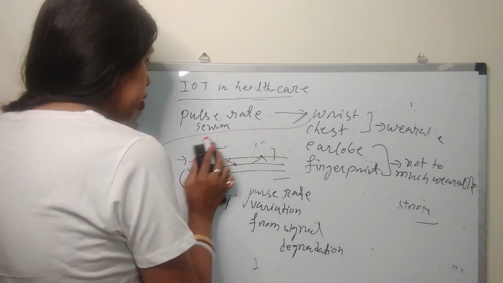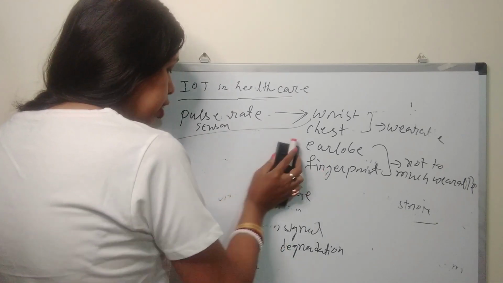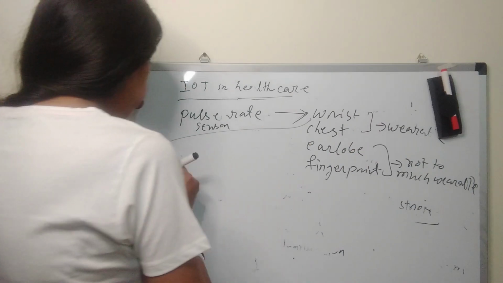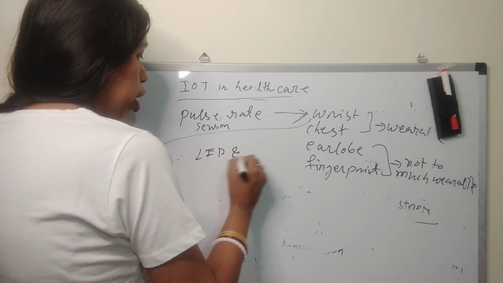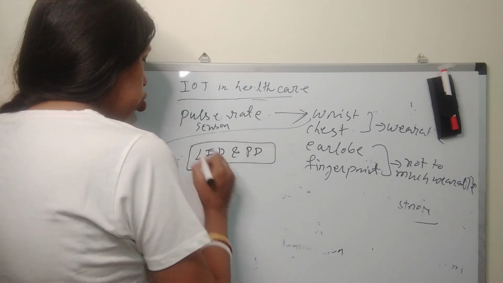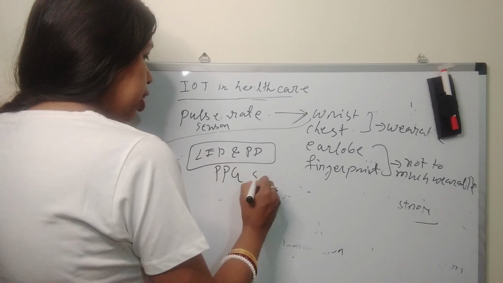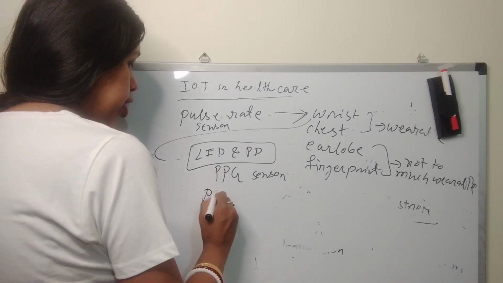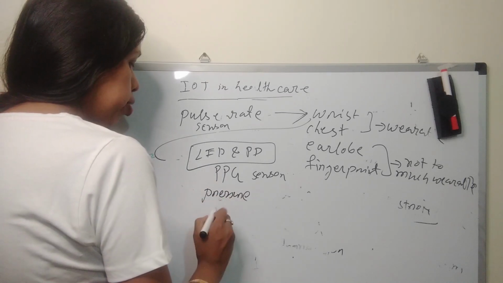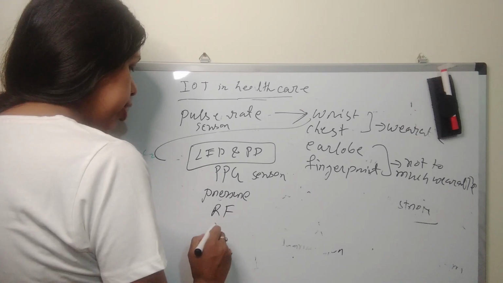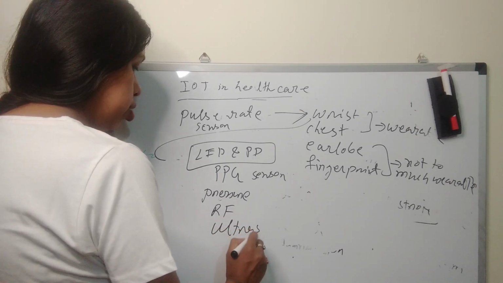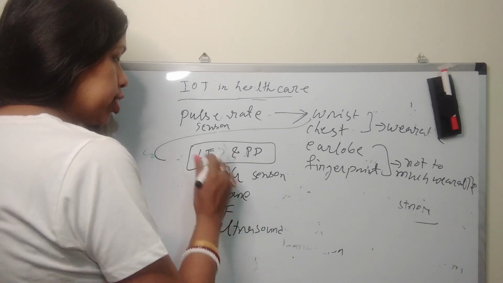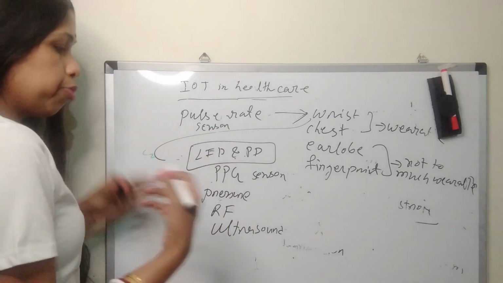Now come to the pulse rate sensor. You can use this technology, which is the LED and photodiode. This technology is called a PPG sensor. You can design the pulse rate sensor by using the pressure sensor, RF sensor and the ultrasound sensor. The PPG sensor that I have already discussed consists of an LED and a PD.